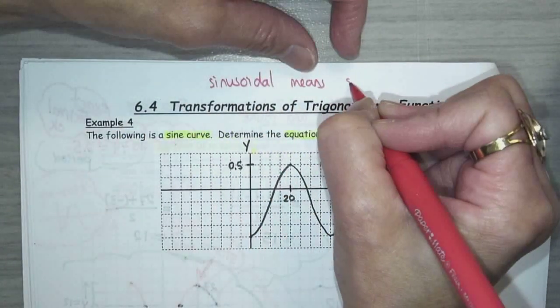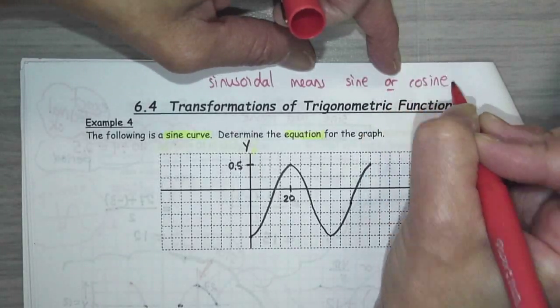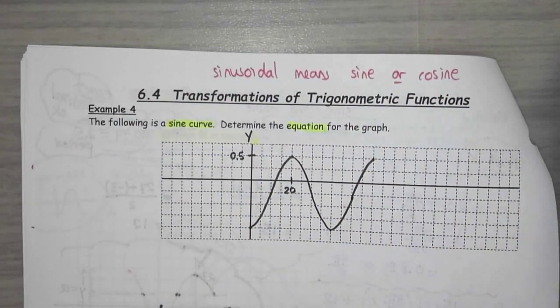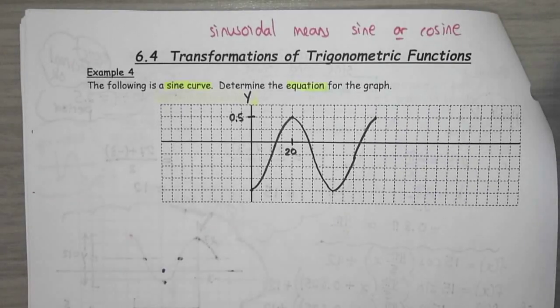means sine or cosine. Then you have a choice. If I say sine, then you have to do sine for sure. All right, so make sure you read the instructions. So if I say sinusoidal, that gives you the option. And if I say sine, obviously it has to be sine.